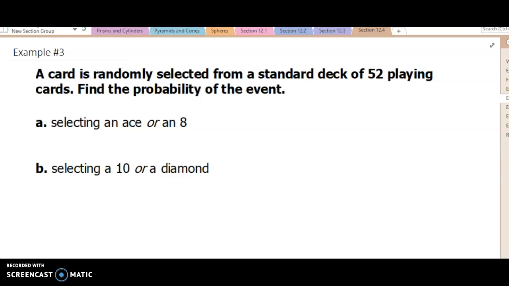All right, I want you to go ahead and do both of these on your own. So ask yourself, is it disjoint or is it overlapping? Depending on which one it is, choose the correct formula, plug it in, get your answer, and then we'll go over these.